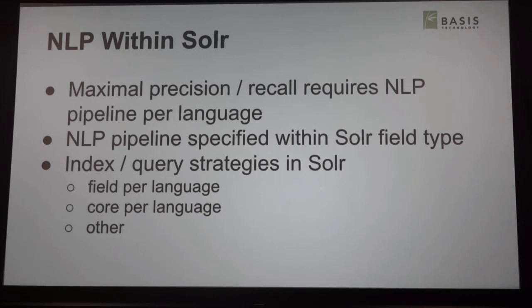Core per language. A core is basically an individual Solr index. There's one particular schema tied to a core. So in this case, rather than have field per language but all in the same core, you could have your English core, your Spanish core, et cetera. And then we'll talk about one other that's a little bit more bleeding edge approach to this, that someone we've worked with closely came up with.